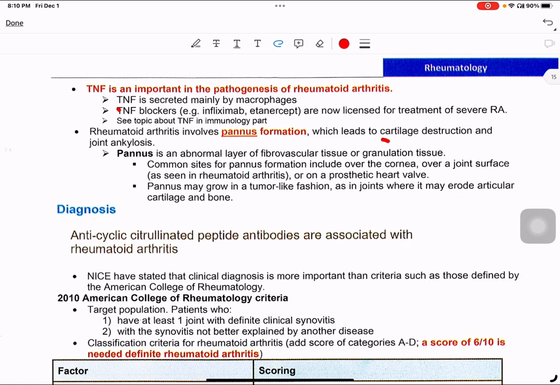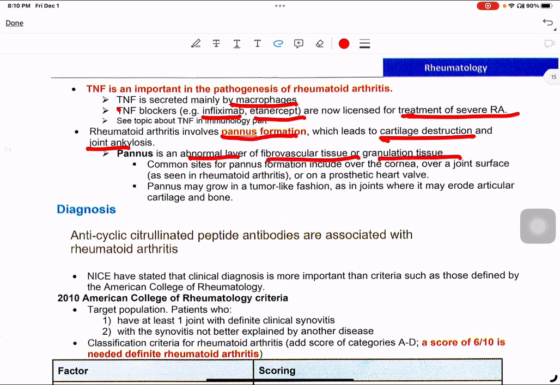Tumor necrosis factor is secreted by macrophages, and there are some biologics which act against tumor necrosis factor, like infliximab and etanercept, now licensed for the treatment of severe rheumatoid arthritis. Rheumatoid arthritis involves pannus formation, which leads to cartilage destruction and joint ankylosis. Pannus is an abnormal layer of fibrovascular or granulation tissue that ultimately destroys joint tissue.